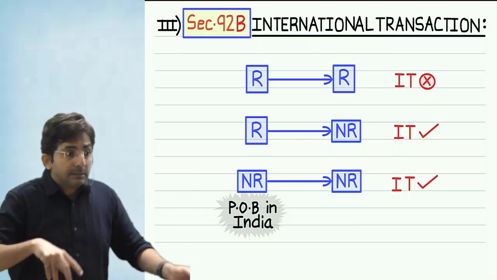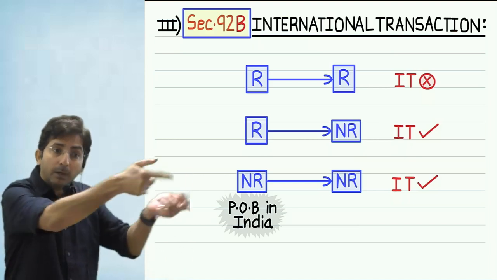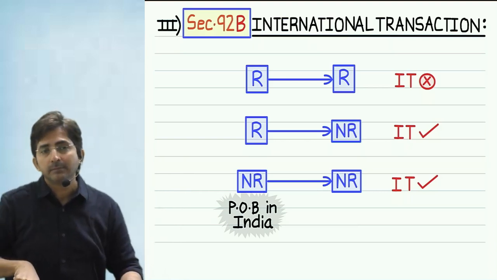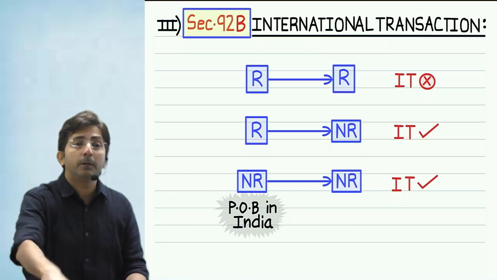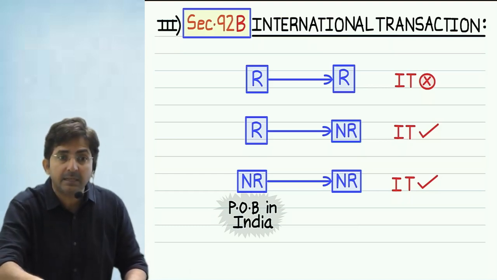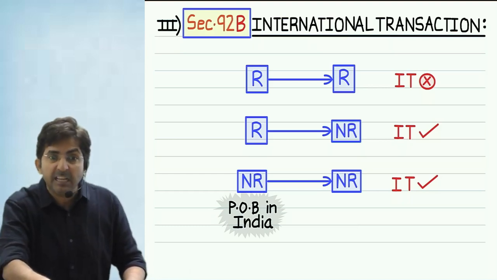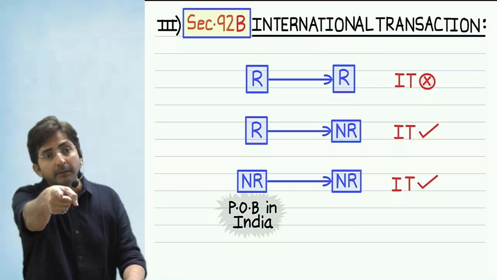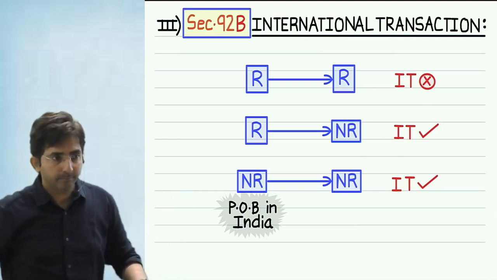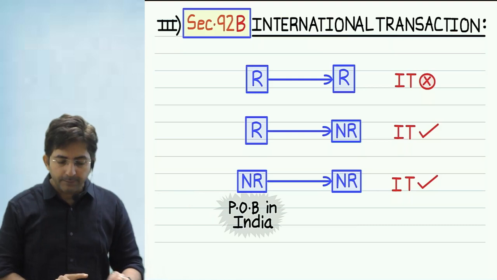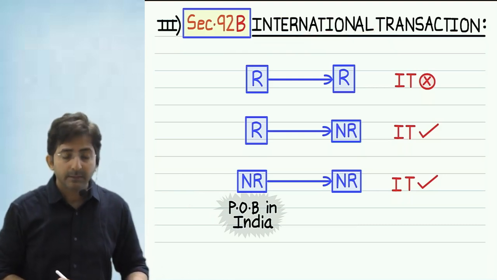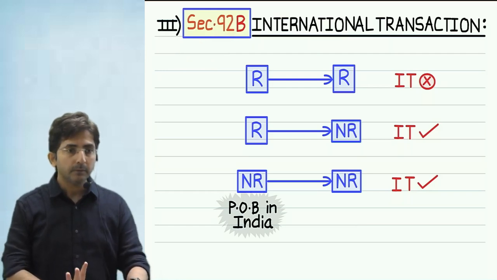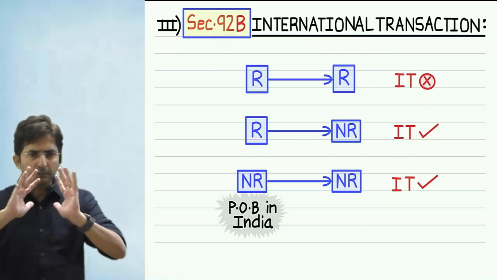So it is a case where two are NR, but one of which should have a place of business in India, because if they are paying tax in India, and when they pay tax in India, if they manipulate, the government will not tolerate. So this is the definition. This is the definition of international transaction given in 92B. Now see the proper version of the section. Look at this.